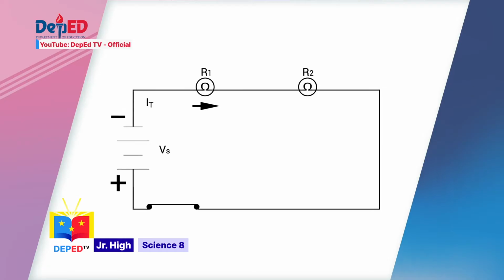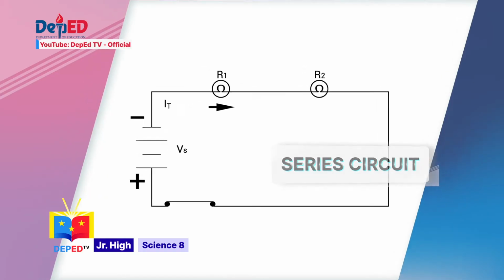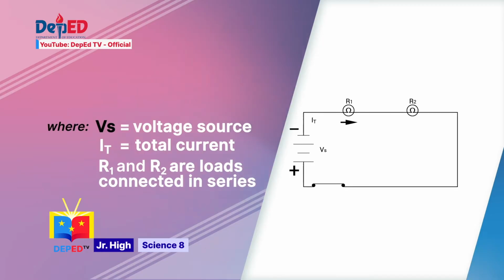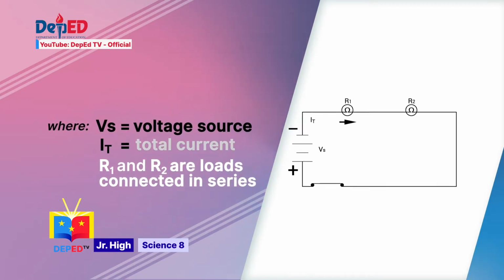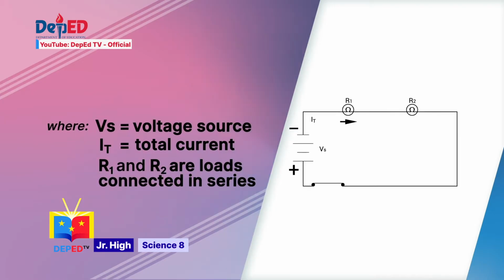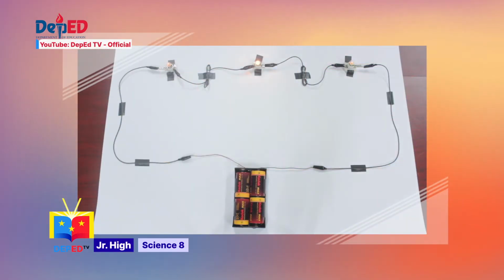A circuit that has one loop is called a series circuit. You can see a simple series circuit in this diagram, where Vs is equal to voltage source, IT, total current, R1 and R2 are loads connected in series. If a series circuit is interrupted at any point in its single loop, no current can flow through the circuit and no loads in the circuit will work.